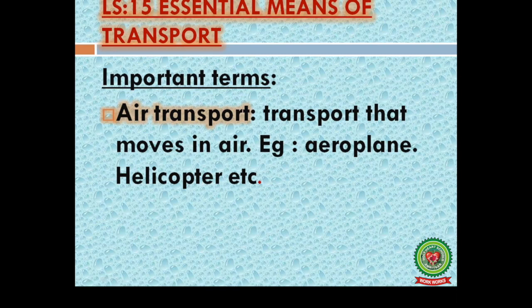Students, I had discussed modes of land transport in cities and modes of air transport with you. Now it's time to discuss an important term. Air transport: transport that moves in air. Example, aeroplane, helicopter, etc.